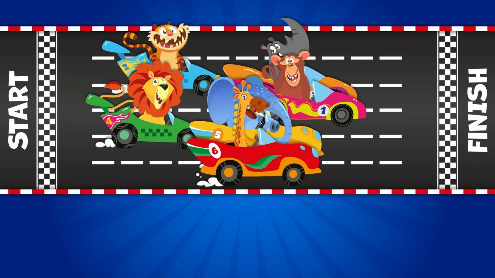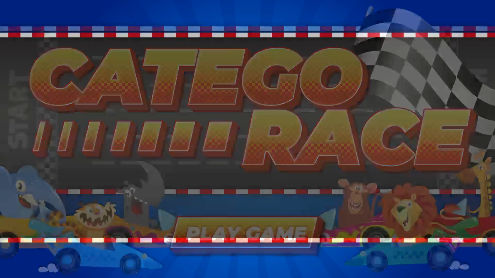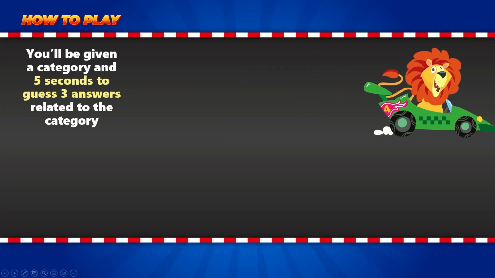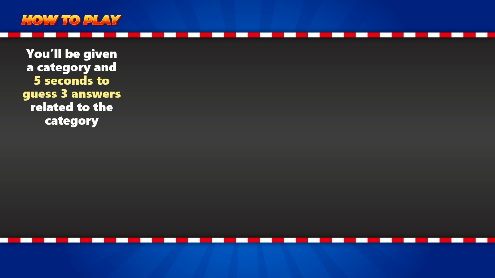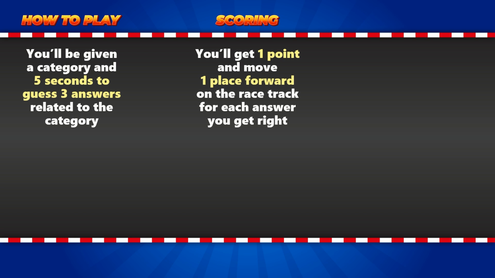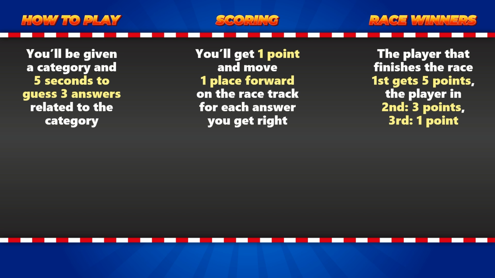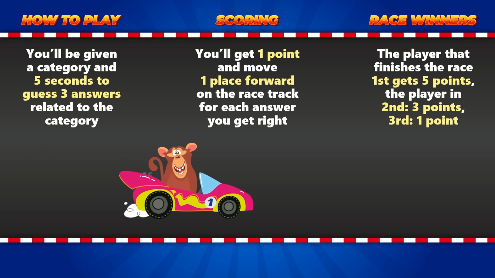There's a quick intro, and once you're at the main screen, click Play Game. The game starts with instructions on how to play. You'll be given a category and 5 seconds to guess 3 answers related to that category. You'll get 1 point and move 1 place forward on the racetrack for each answer you get right, up to a max of 3 points per turn.